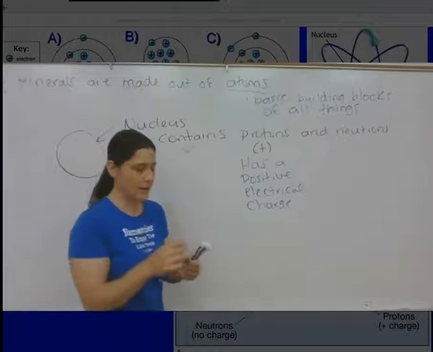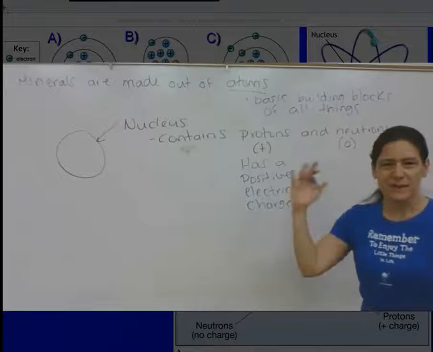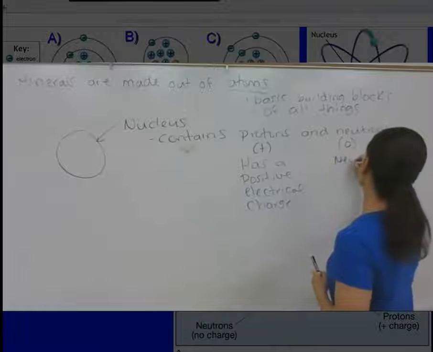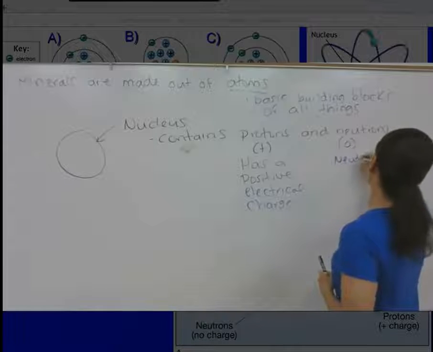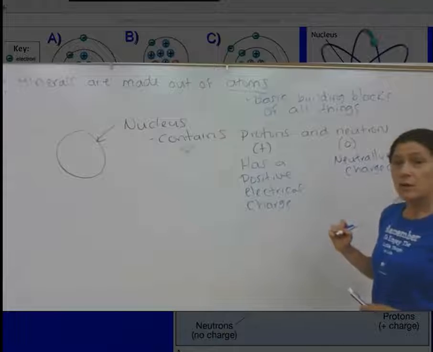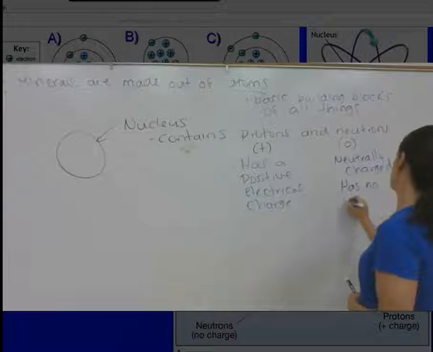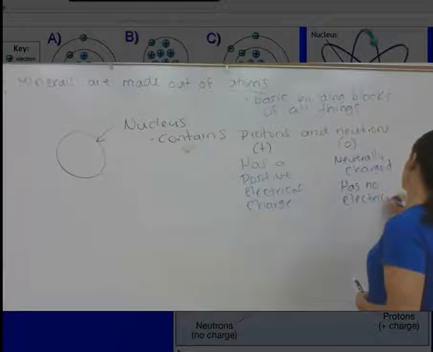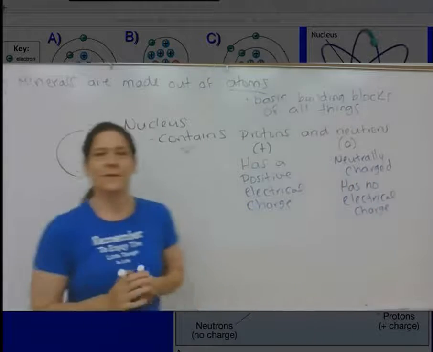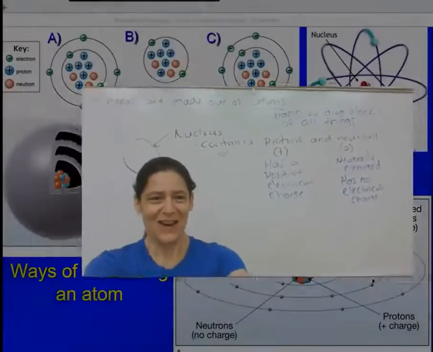And I usually just put a little zero for the neutrons. And I'm just putting them in parentheses just as an indicator of them. So neutrally charged, or you could say has no electrical charge.